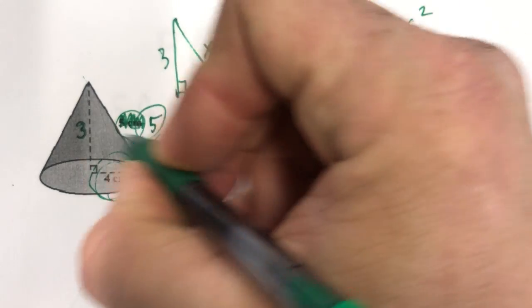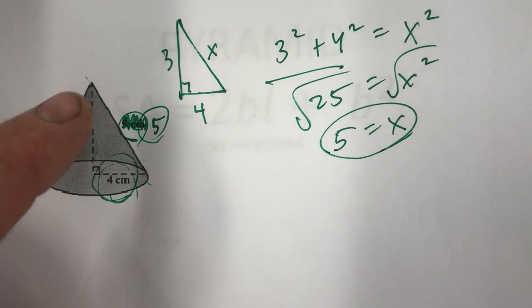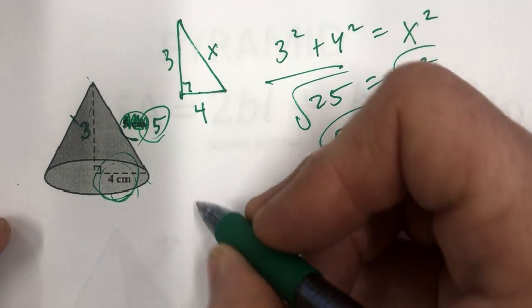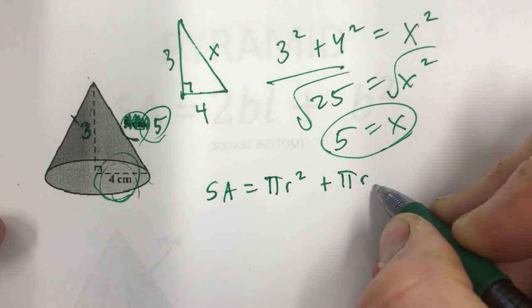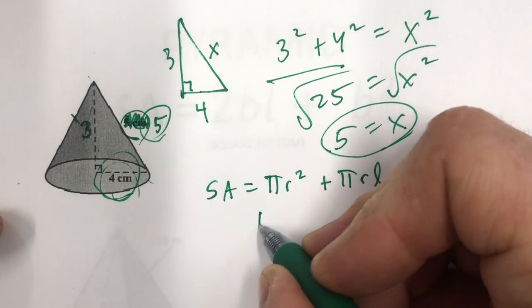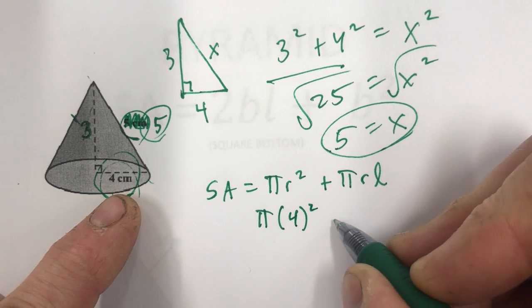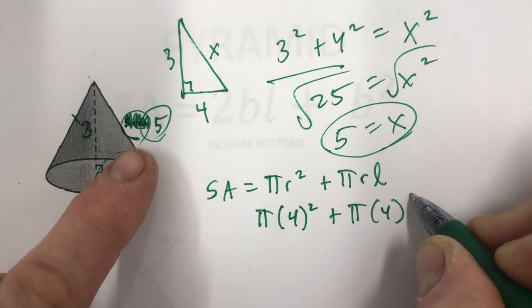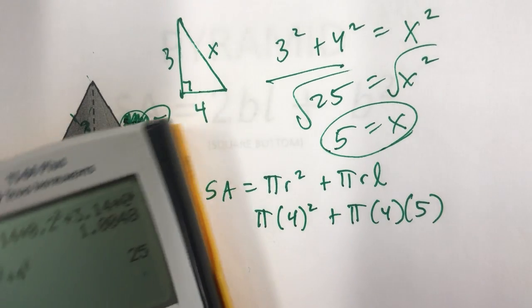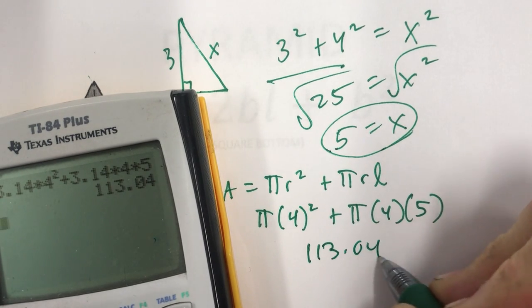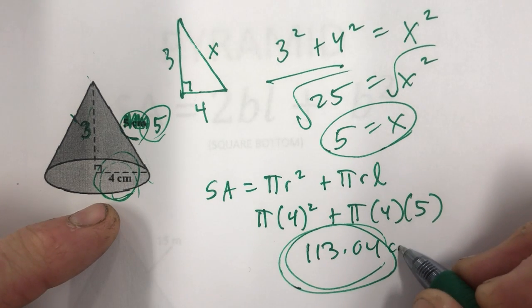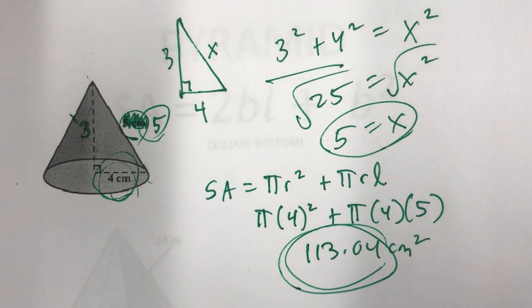And so now I can use these two numbers. I can't use the height number. I've got to use the slant height. So here's my two numbers right here. So again, the surface area formula is pi r squared plus pi rl. On this one, it's going to be pi times the radius, which is 4 squared, plus pi again times the radius of 4, and then the slant height is 5. And I just punch it in. So 3.14 times 4 squared plus 3.14 times 4 times 5. And here you go, 113.04. This is my surface area. I didn't put the centimeters squared on there, but that's what it's supposed to have.